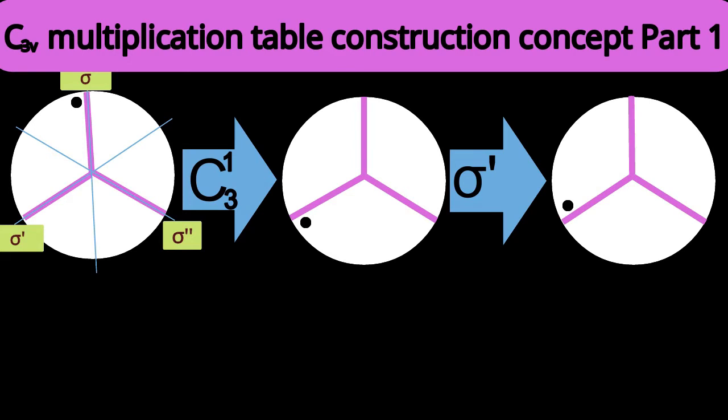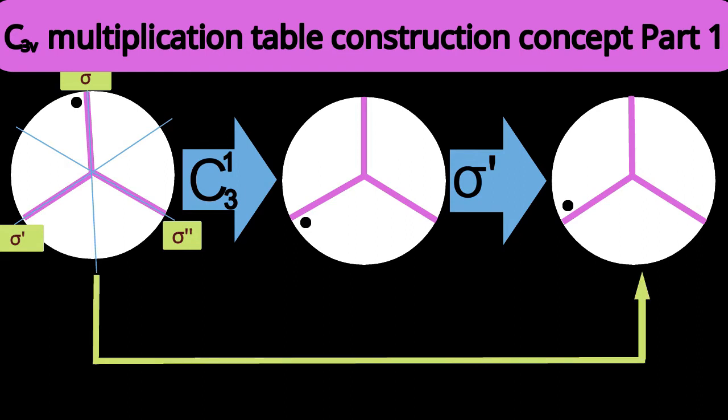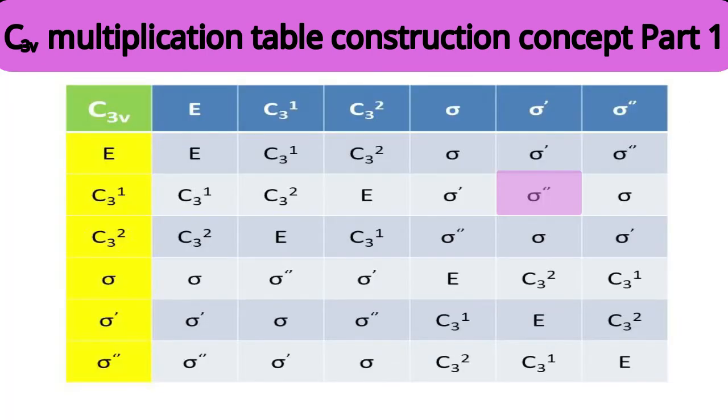Now an important question we have to ask. How can I get the resultant structure from the original structure? Yes, think on this. See all possibilities and I want an answer. That answer will be the multiplication between C3-1 and sigma dash, and the answer is sigma double dash. Let us see what our multiplication says. The multiplication of C3-1 and sigma dash is, right, sigma double dash.